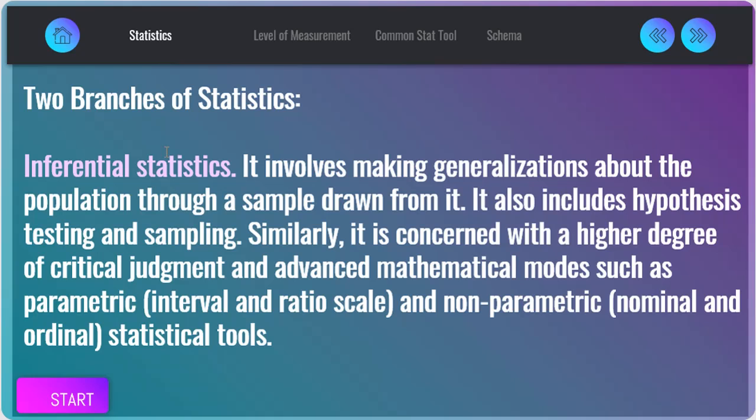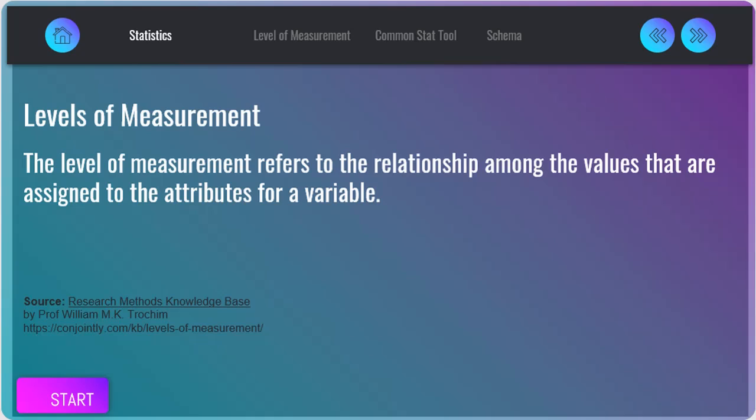There are several types of descriptive statistics as well as several types of inferential statistics, which we will be discussing later. But to be able to decide whether to use descriptive or inferential statistics, you have to know the levels of measurement of variables first. So what are levels of measurement? The level of measurement refers to the relationship among the variables that are assigned to the attributes for a variable.